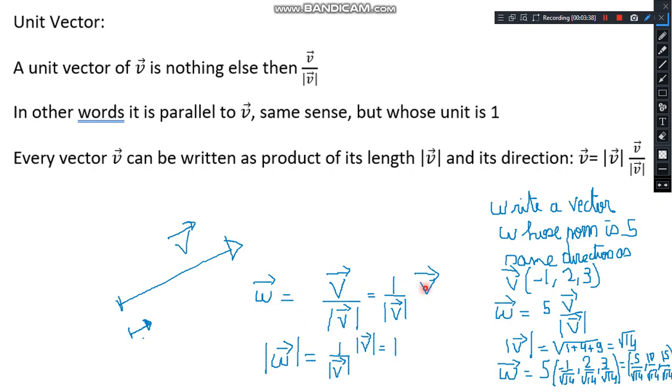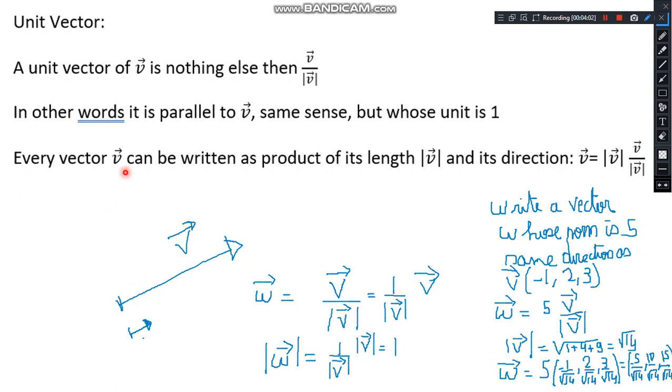It means W and V are parallel and in the same direction if alpha is positive, because here the norm is positive. And if you want to take the norm of W, it's 1 over norm of V times norm of V, which is 1. So the unit vector is a vector parallel to that vector and in the same sense as that vector, but whose distance, whose norm, is 1.